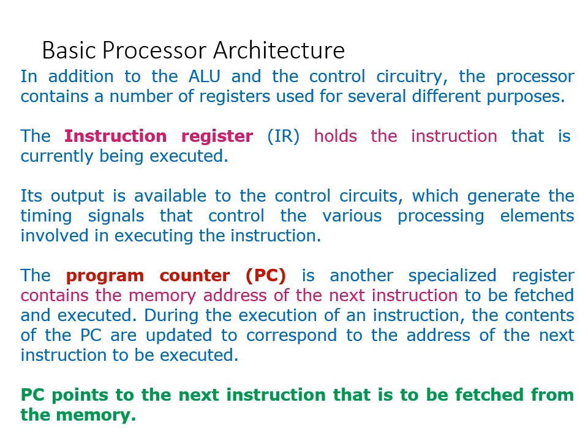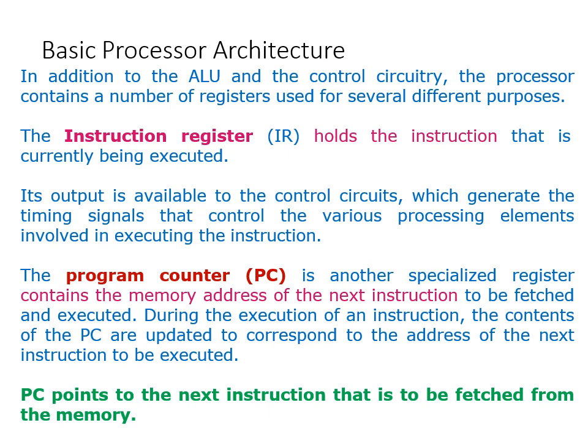Next is the instruction register, and it holds the instruction that is currently being executed, and its output is available to the control circuit, which will generate the timing signals to control the various processing elements involved in execution of the instruction.